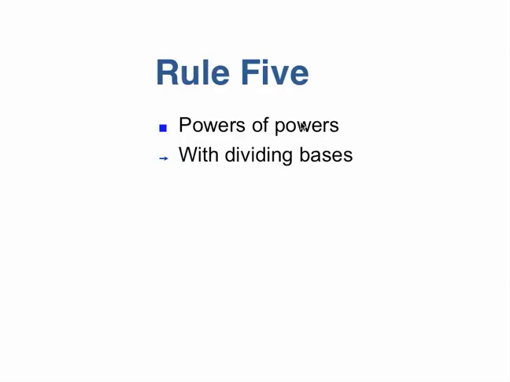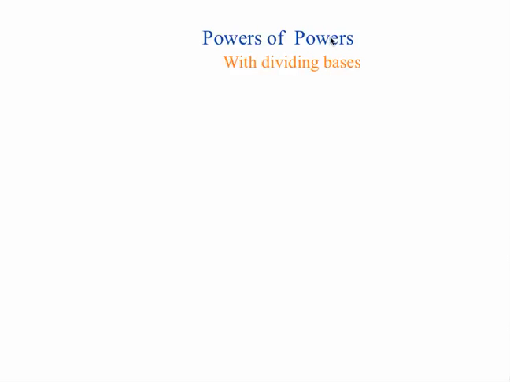Rule number 5, powers of powers with dividing bases. This is what I mean by that. Example number 1. We have x to the power of 4 divided by y to the power of 3. Now these are different bases, and notice our powers are dividing here.